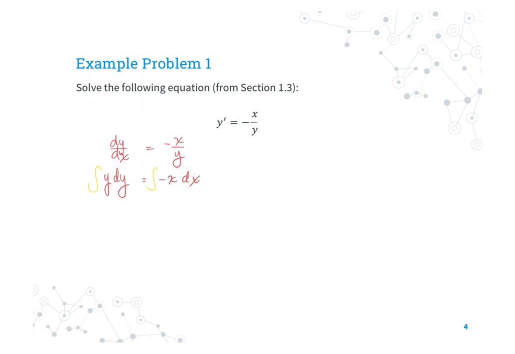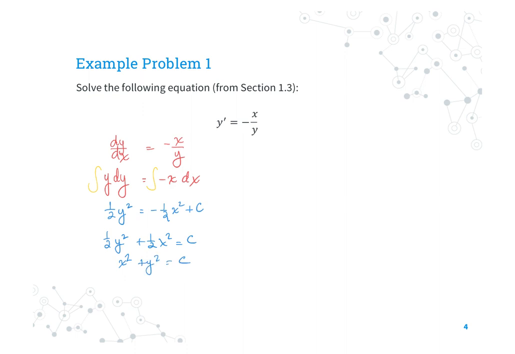And once we integrate, we find the integral of y is 1/2 y squared, and we can just combine the c's on the right-hand side. Then the integral of negative x is negative 1/2 x squared plus c. Now we can bring the x squared over to the left, and we have 1/2 y squared plus 1/2 x squared equals c. If we multiply the whole thing by 2, we end up with x squared plus y squared equals c.